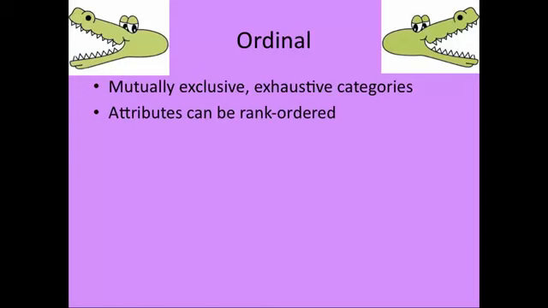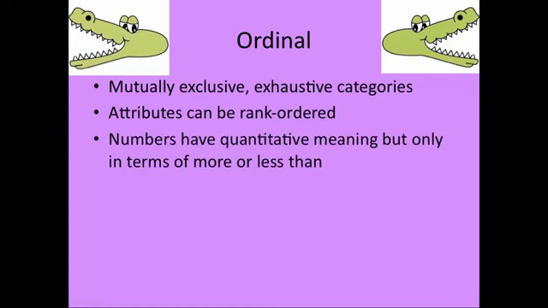Any numerical codes we use here may have quantitative meaning, but only as far as indicating whether one attribute is more or less than another. A common example of ordinal level measurement is a survey item that asks for a participant's level of satisfaction, and the options are maybe low, coded as 1, medium, coded as 2, and high, coded as 3.